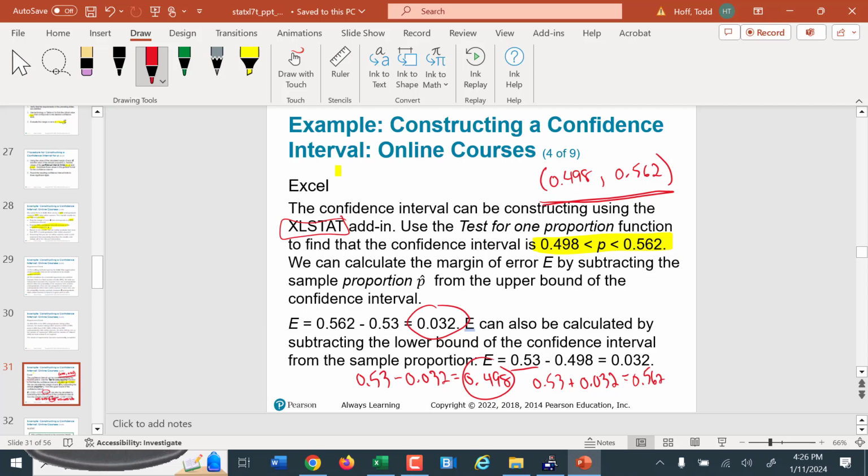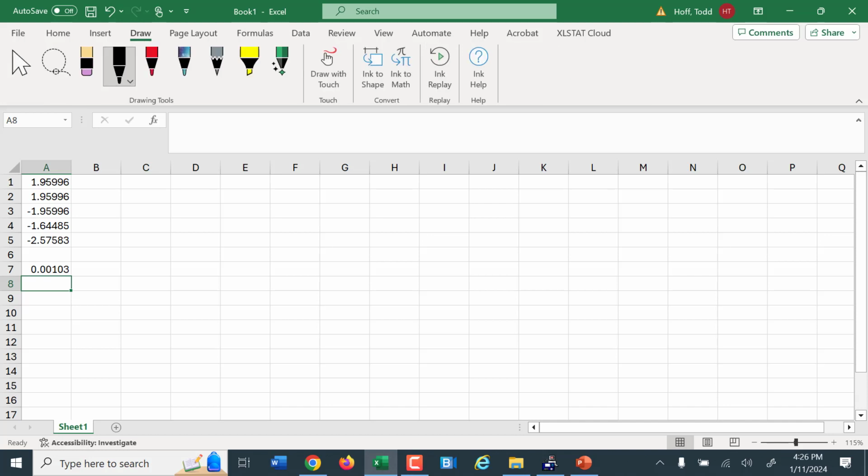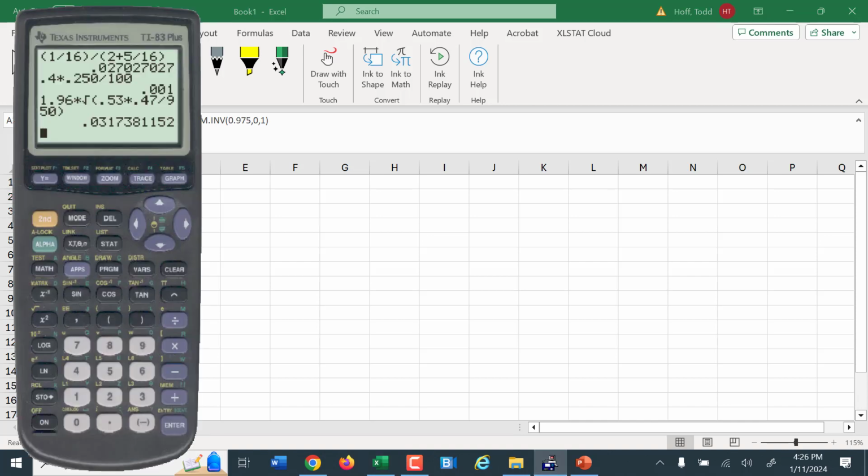Now, they mention XLStat. XLStat is the add-in I said for Excel. I don't have that on this computer, don't have administrative rights, so I can't add it. But we were able to pretty simply, once we found our critical value using Excel, pretty easily calculate that margin of error just on a simple calculator. Any scientific calculator will do that.